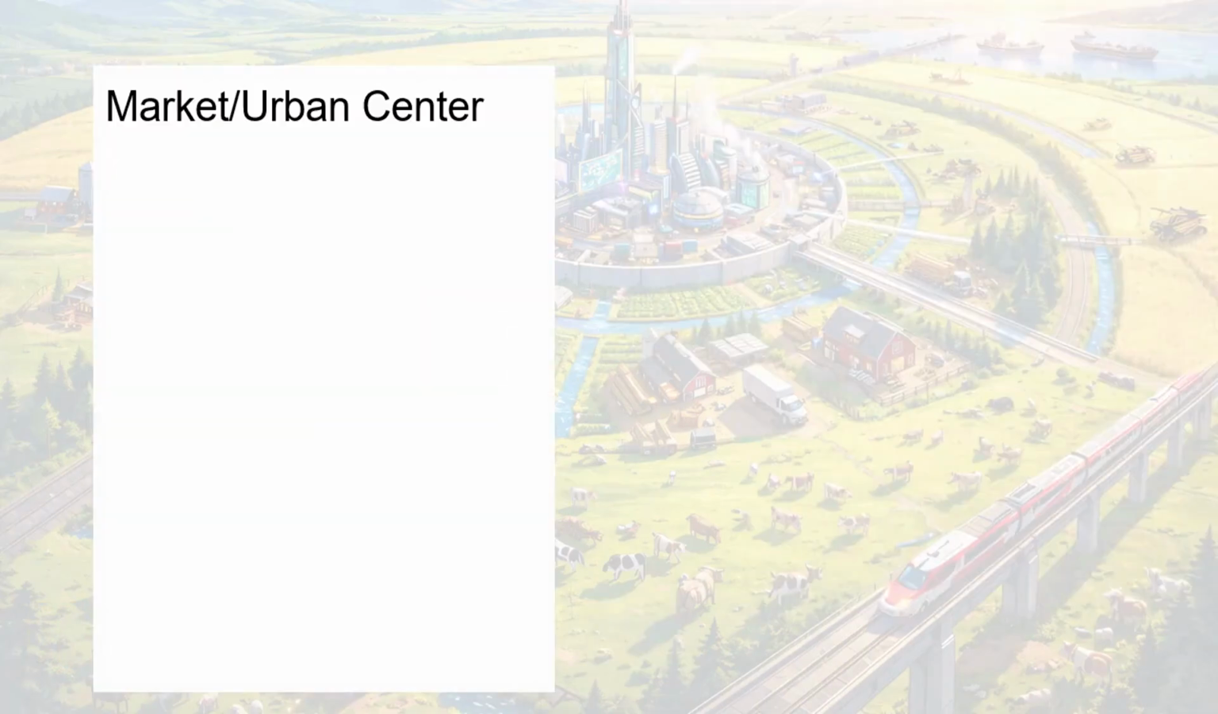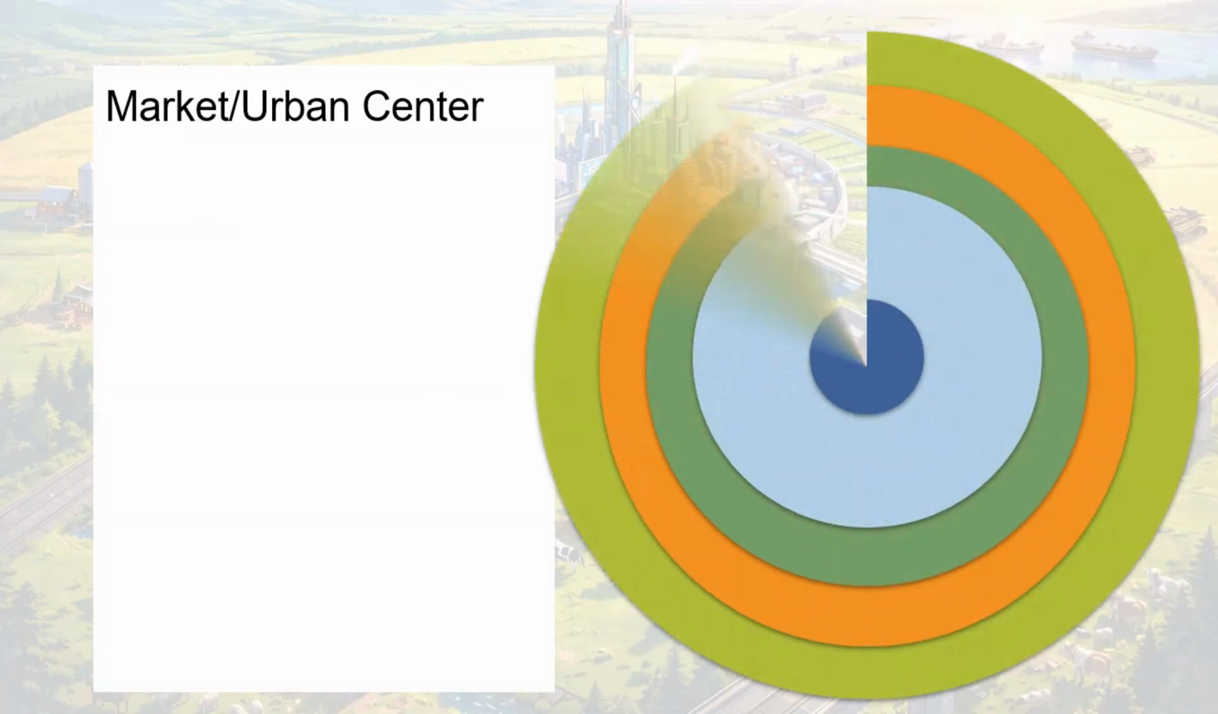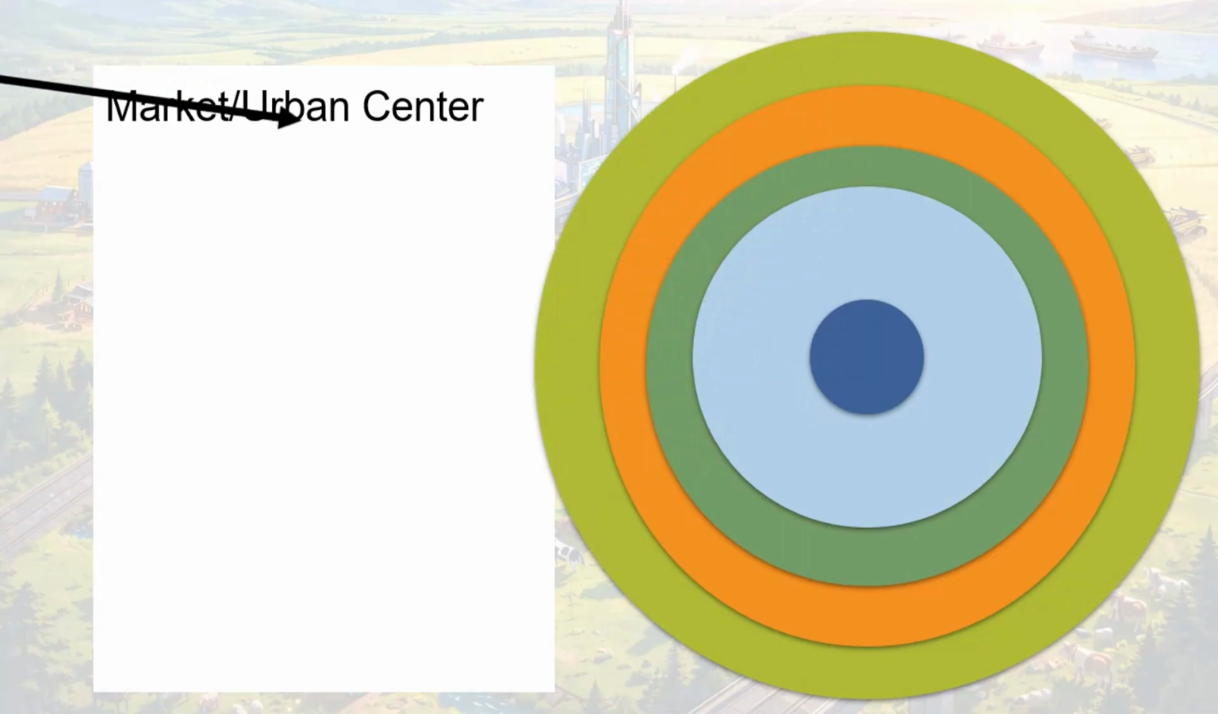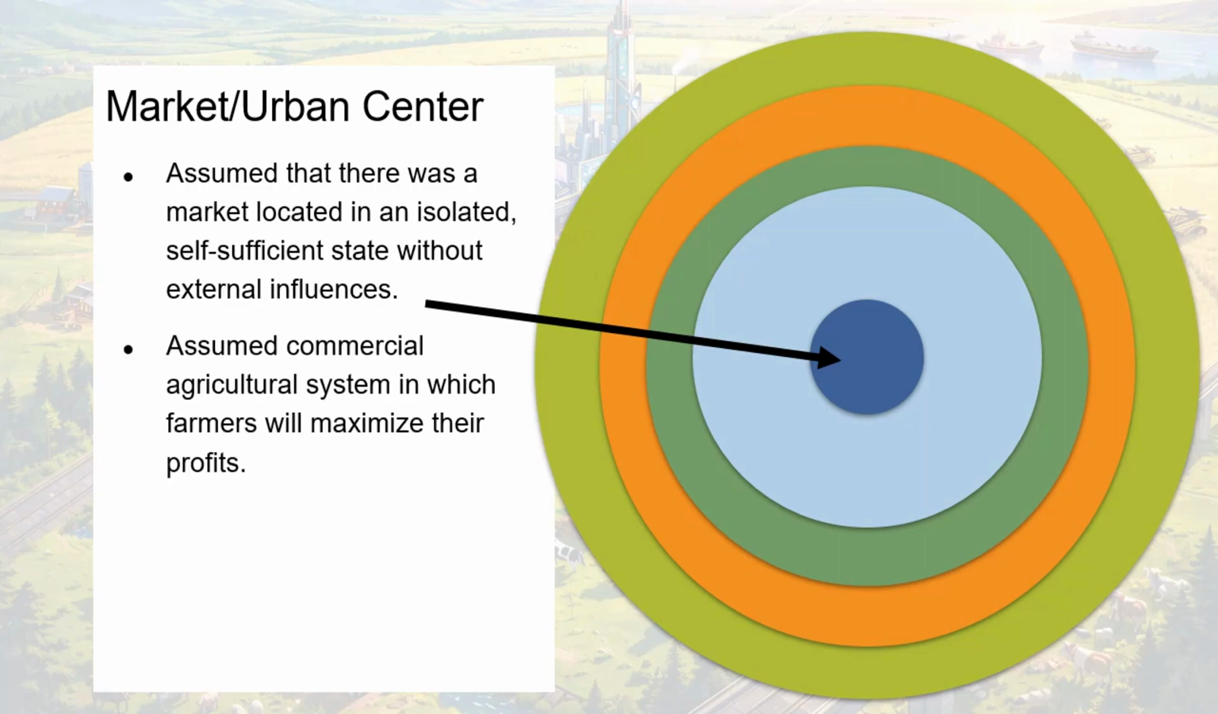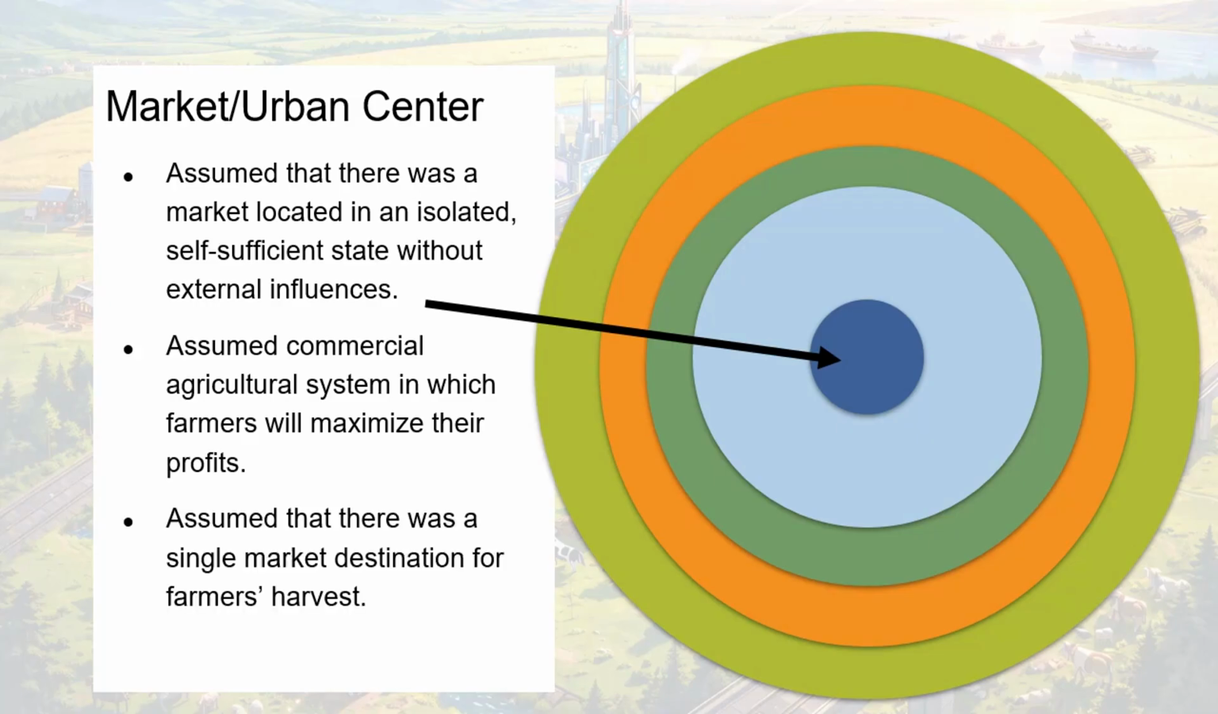Zoom in on that blue dot in the middle. That's the market. The main character, the gravitational pull. Everything bends toward it. There's only one. Not three cities, not a trade network, just a single isolated urban center sitting there like, bring me your stuff. Because it's the only market, land closest to it becomes premium. Expensive, high rent, big competition energy. But being close means you barely pay transportation costs. Move farther out, land gets cheaper.